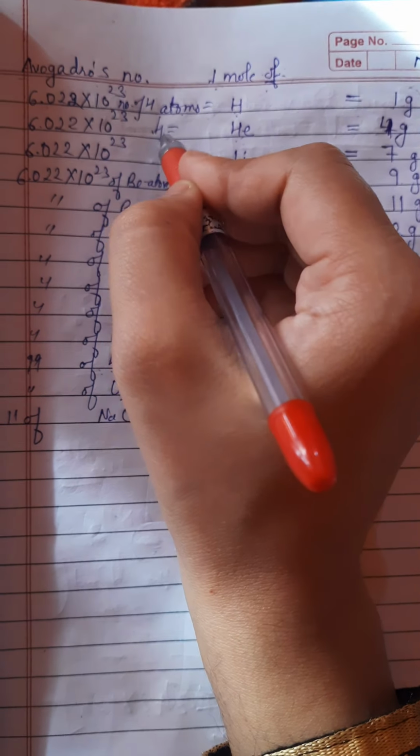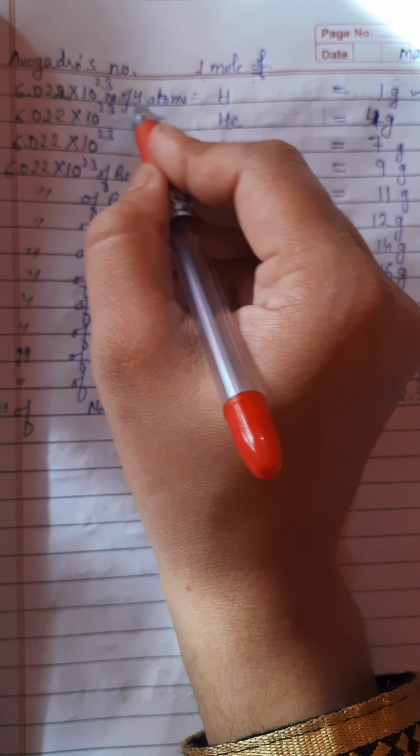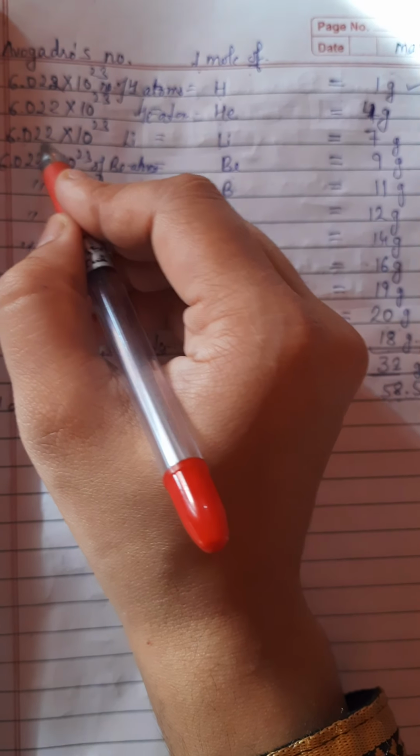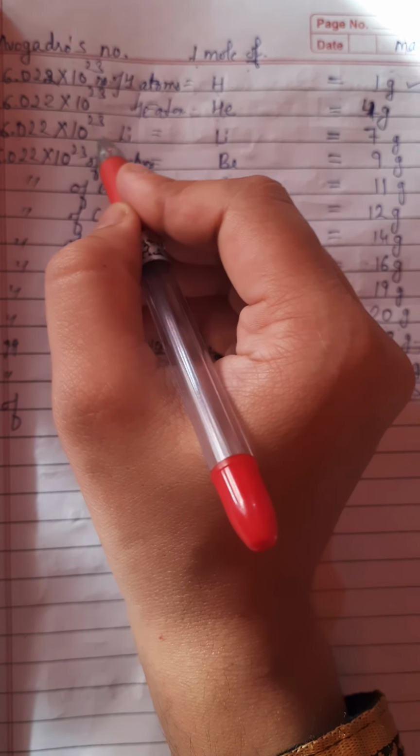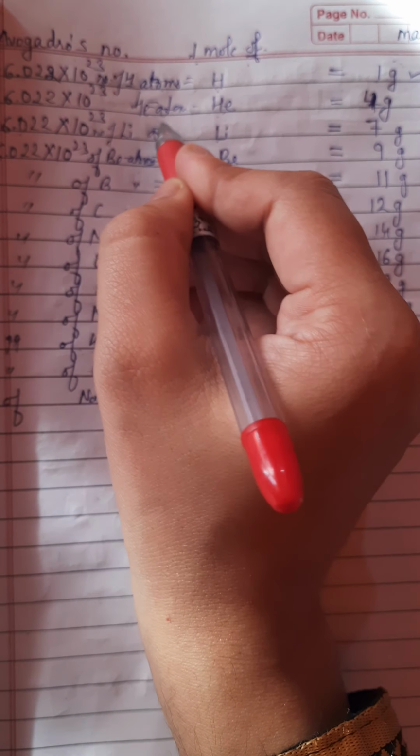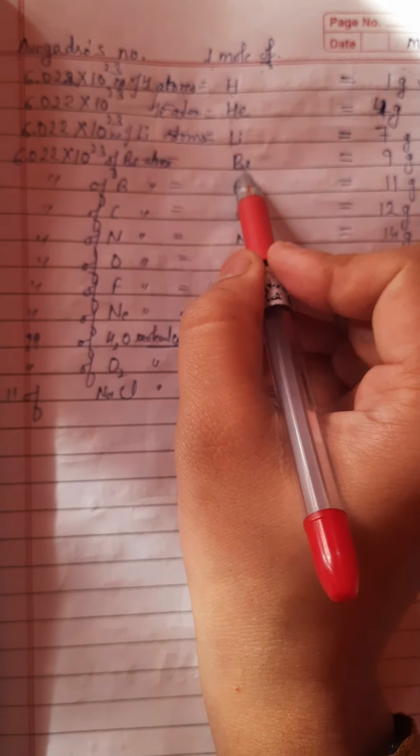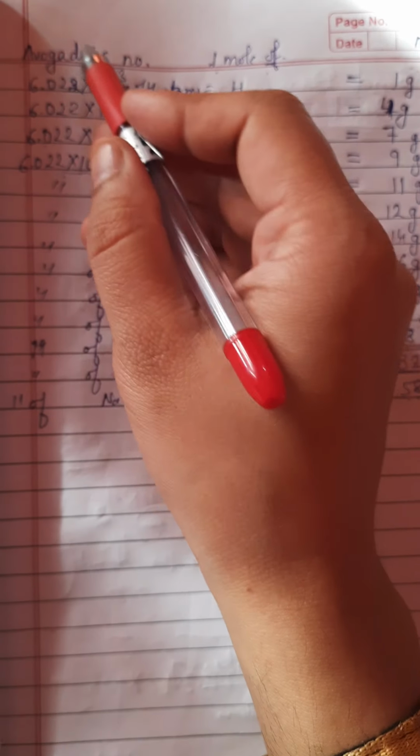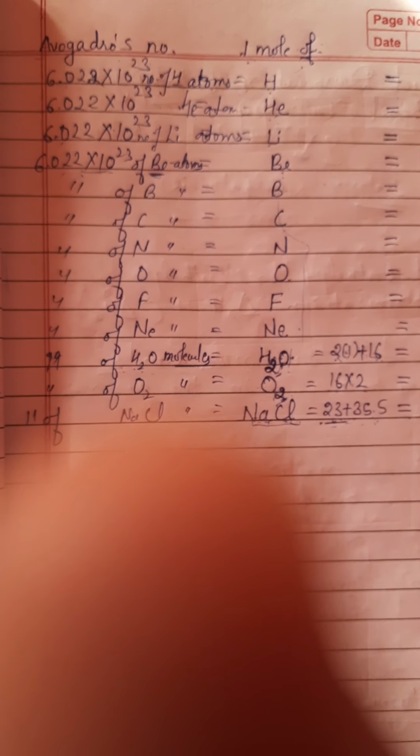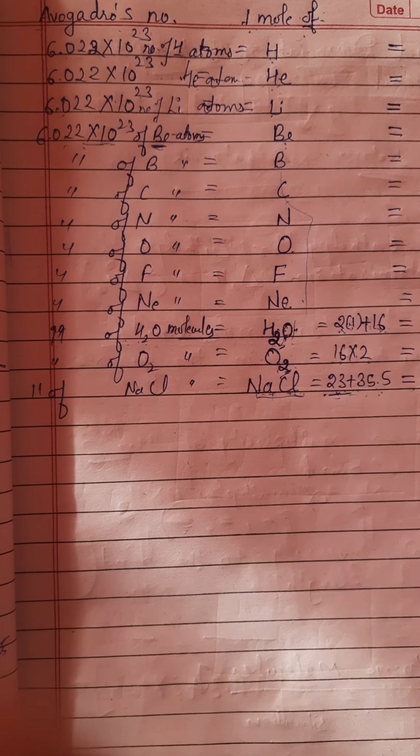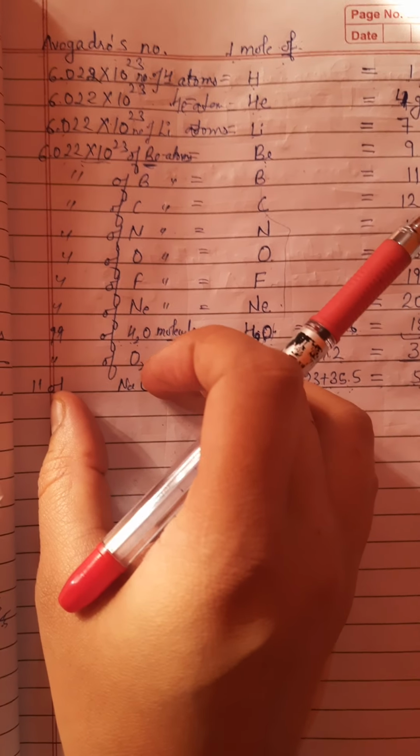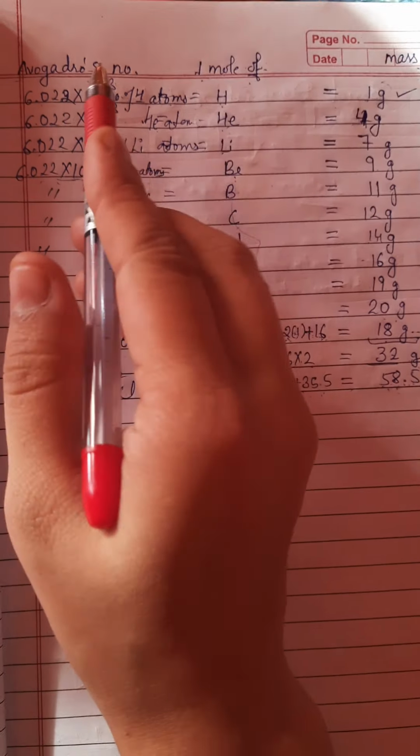You will write helium atoms here in place of hydrogen. In case of lithium you will write 6.022 into 10 raised to power 23 number of lithium atoms. For beryllium the number will be the same. The number will always be the same, that is 6.022 into 10 raised to power 23 particles, in all cases.